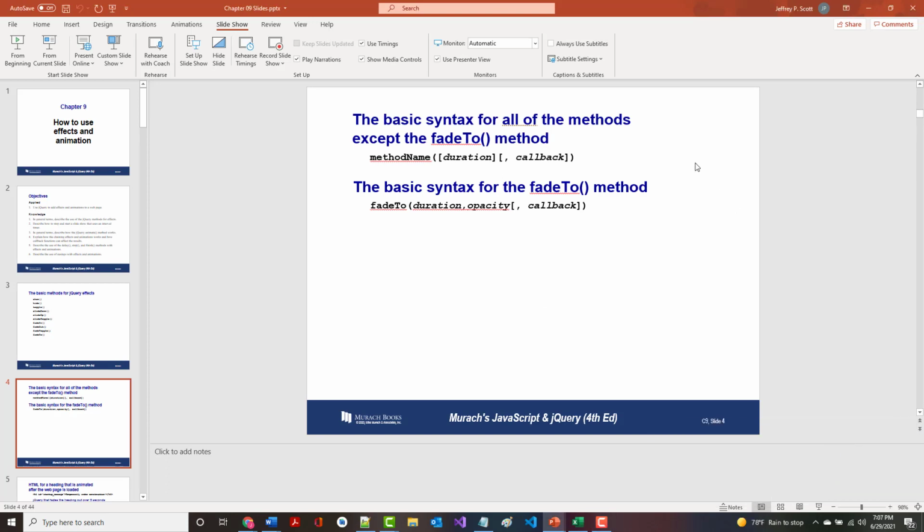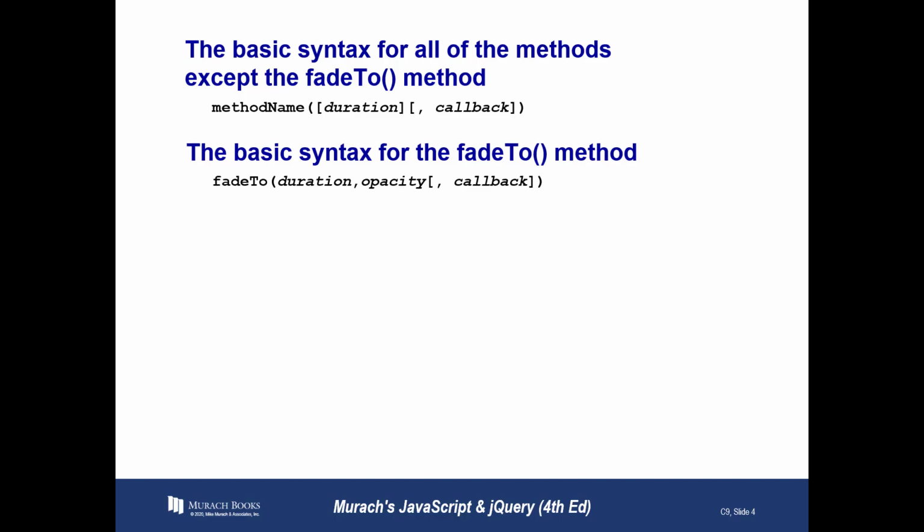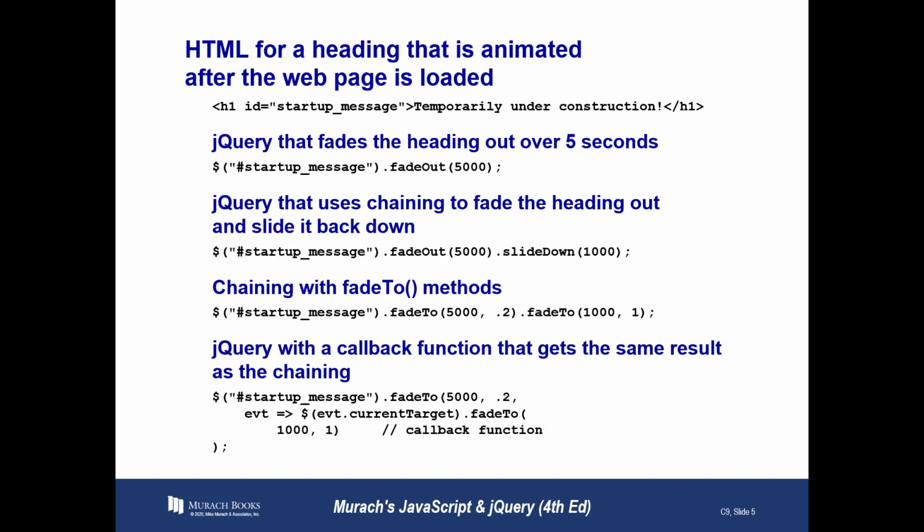It says, here's the basic syntax then. For all of the methods except fade to, it's the method name, then the duration, and then the callback. What this means is the method name is what you want to call, the duration is for how long, and the callback is what you want to do basically when it's over. It's a little different here: the fade to also has an opacity in it, because you're fading in or out.